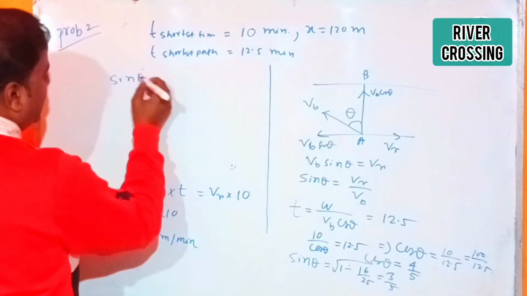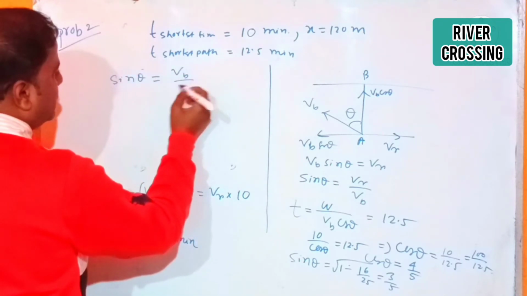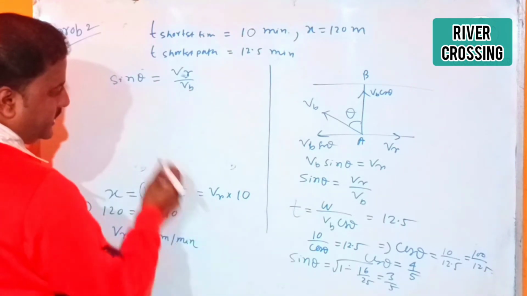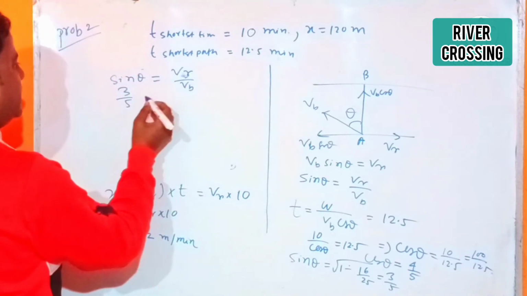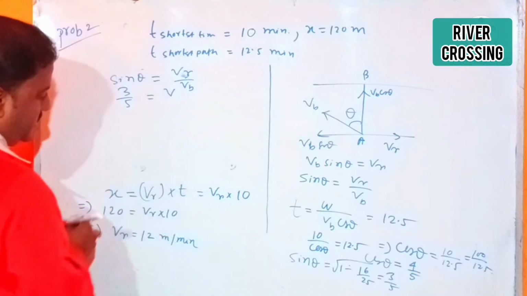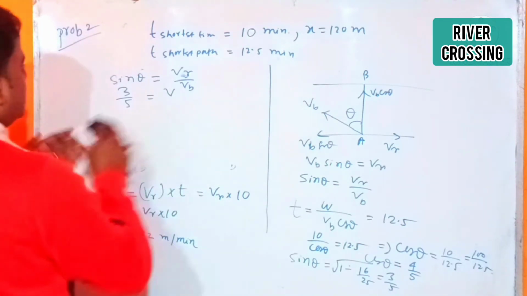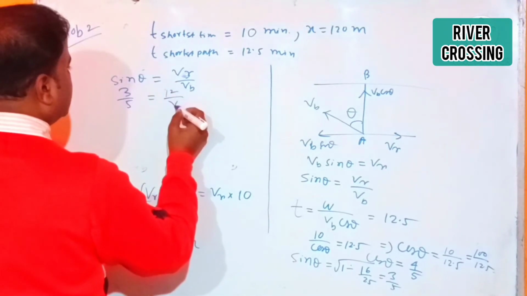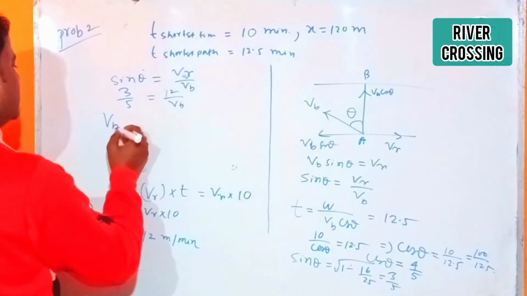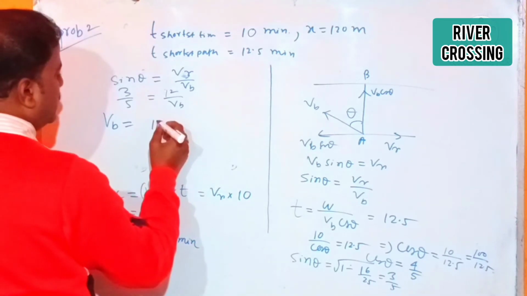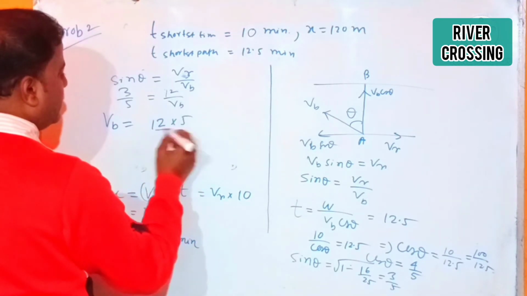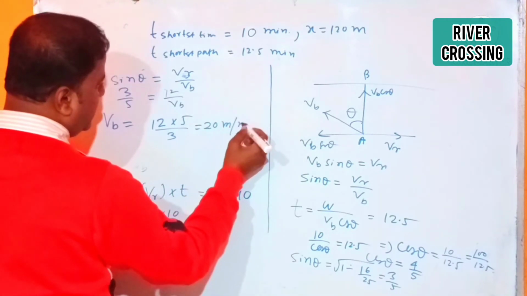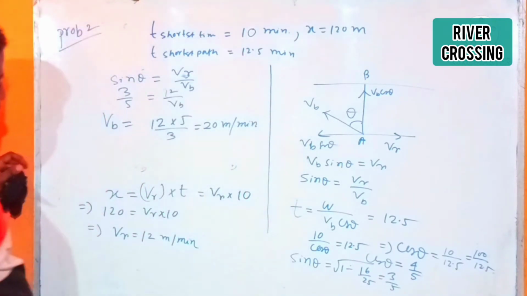Sin theta equal to VR by VB. Sin theta is 3 by 5, VR equal to 12, this is VB. Therefore, VB equal to 12 into 5 by 3, and this gives 20 meter per minute.